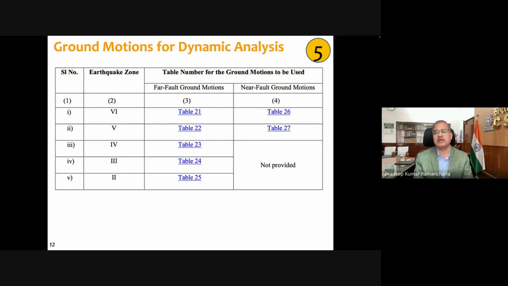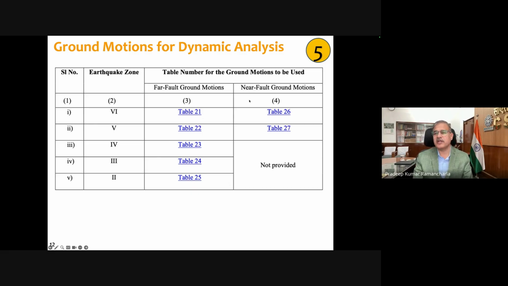Then coming to dynamic analysis. When it comes to dynamic analysis, as I said, we have the response spectrum method and the response history method. For the response history method, we need ground motions, and this code is a significant improvement now. For zone 2 to zone 6, far field ground motions or far fault ground motions, 30 sets of ground motions are given, each in 3 directions: east-west, north-south, up-down. So 30 each for zone 2, zone 3, zone 4, zone 5, and zone 6.